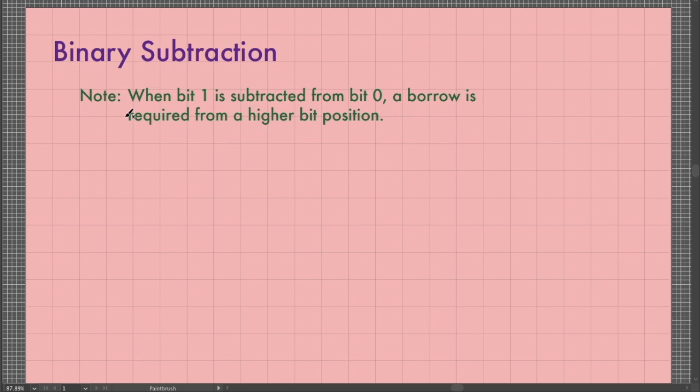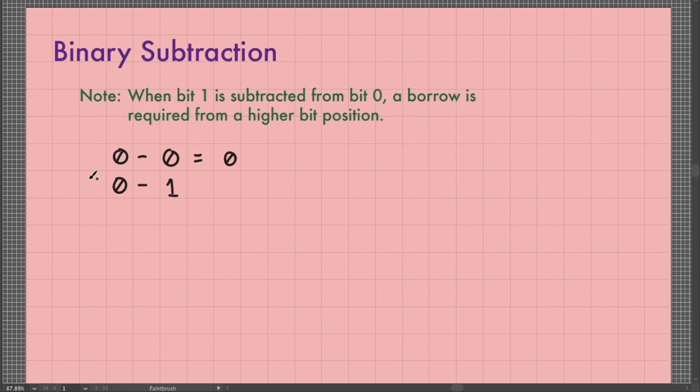When performing binary subtraction, we must remind ourselves that when bit 1 is subtracted from bit 0, a borrow is required from a higher bit position. To illustrate this point, bit 0 minus bit 0 is equal to bit 0. However, bit 0 minus bit 1 requires bit 0 to borrow a binary value 1 from a higher bit position. If it cannot borrow from a higher bit position, then this operation will not push through. The process will simply stop.